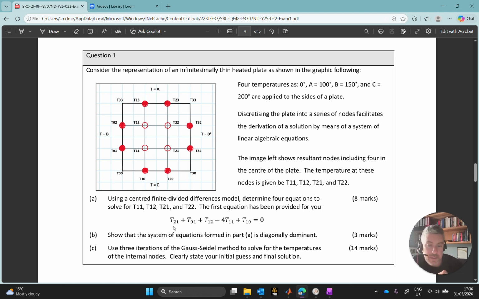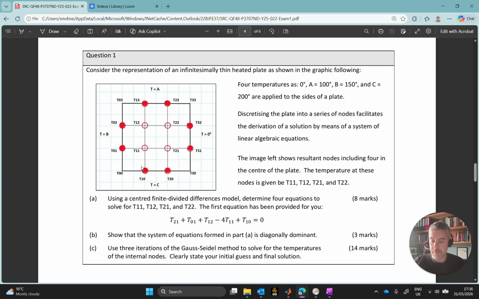That's basically what's laid out here, albeit in a form that doesn't show that it is the average. If you did bring this minus 4T11 over to this side as plus 4T11, and then divide it by 4, you would have that T11 is indeed equal to 1/4 of T21, T01, T12 and T10, which are the 4 nodes around it.